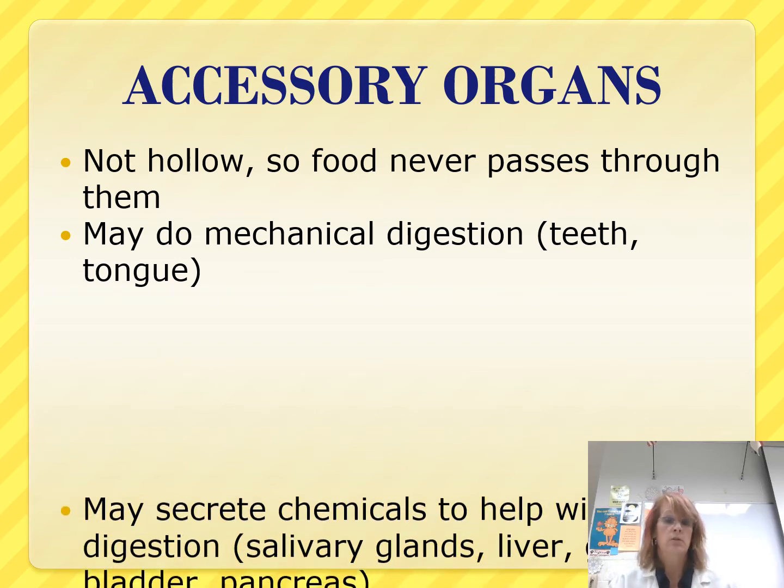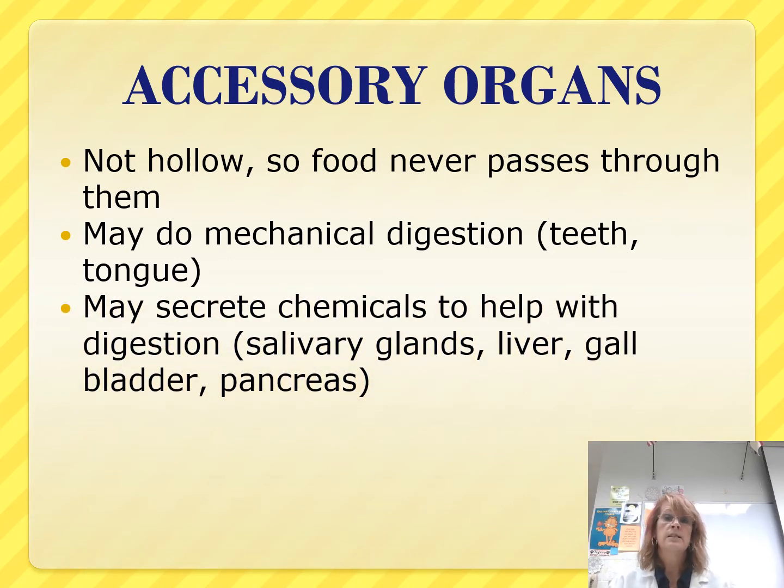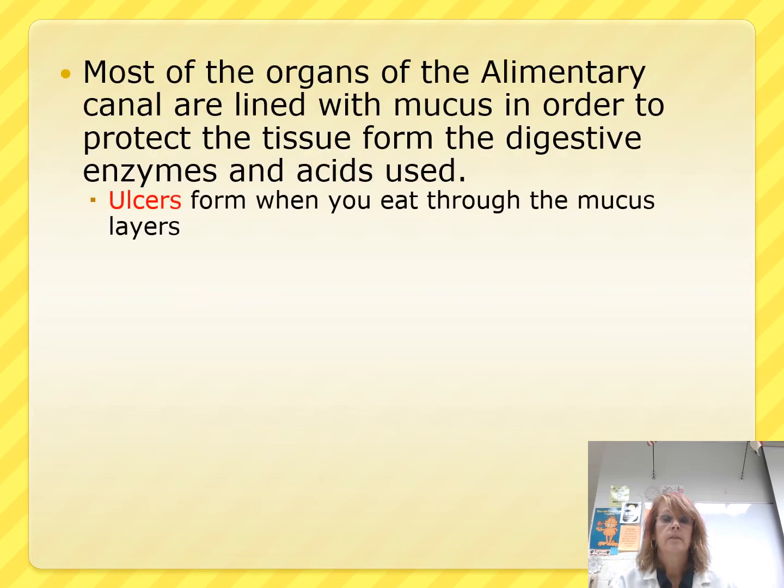They may do chemical digestion. Okay? They might secrete chemicals like your salivary glands. Your salivary glands make spit, but in your saliva you have mucus, you have different enzymes. Your liver helps secrete a chemical called bile. Your gallbladder helps with bile. Your pancreas makes something called sodium bicarbonate. All these things we'll talk about when we're doing the digestive system. But in the case of these organs, the food never actually goes inside of them. So this is why they're considered to be accessory organs.